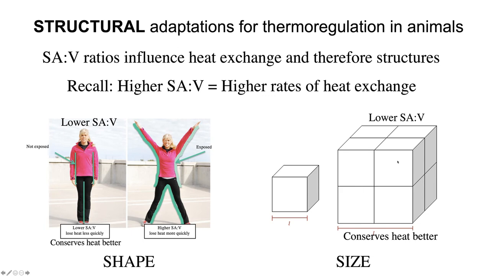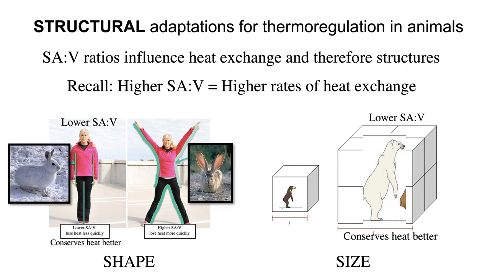And so this idea of shape and size influencing surface area to volume ratios in turn influences rates of heat exchange, where if you have a lower surface area to volume ratio, you have less surface area to dissipate heat relative to your volume, and you retain heat much better. And so you can think of this being like that jackrabbit with really big ears has a really high surface area to volume ratio on its ears, and so it'll exchange heat and dissipate heat and cool off much better.